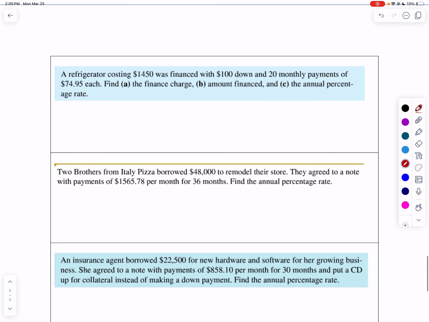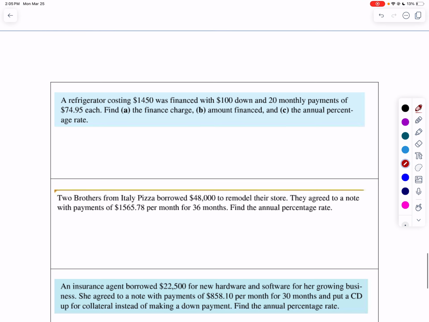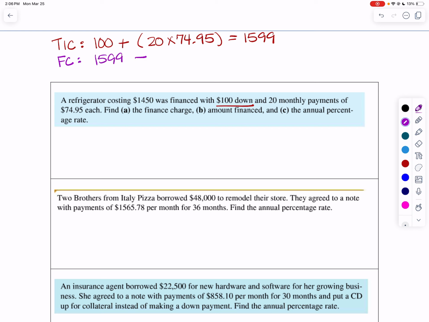All right, so now let's try this one. We're going to have to do a lot of calculations before we can actually look at the table, okay? So on this one, we are going to find the total installment charge. We put $100 down, plus 20 monthly payments of $74.95. So the total installment cost comes out to be $1,599. Why do we have to do that one? Well, we need that number in order to find the finance charge. We have $1,599 minus the original given price of $1,450, which says we have a finance charge of $149.